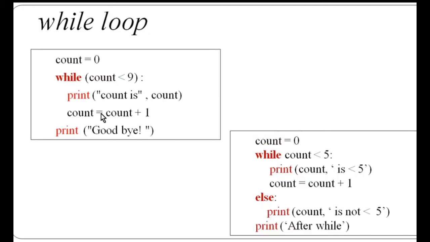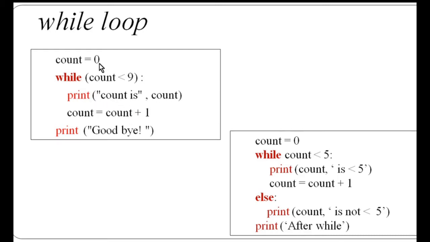These are two examples. We have count equal to 0, while count is less than 9, colon. There is no need for open and close parentheses as in C. Then you have print count is count, and then I'm incrementing the count and printing it. Starting with 0 till less than 9, that means up to 8, these two statements will be executed. So the count will be printed and the count is incremented.